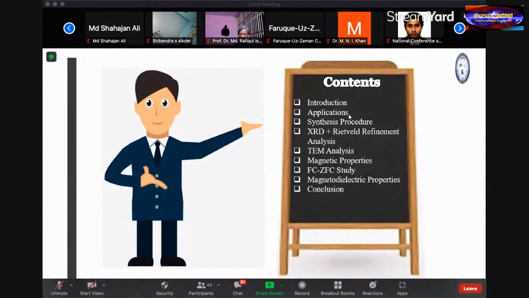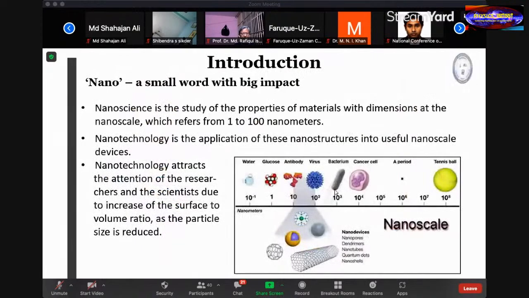So these are the outlines: contents, introduction, applications, synthesis procedure, XRD and Rietveld refinement analysis, TEM analysis, magnetic properties, FC and ZFC study, magnetodielectric properties, and conclusion. At first I will give a short introduction. Nano, a small word with big impact. So nano is the study of the properties of material.